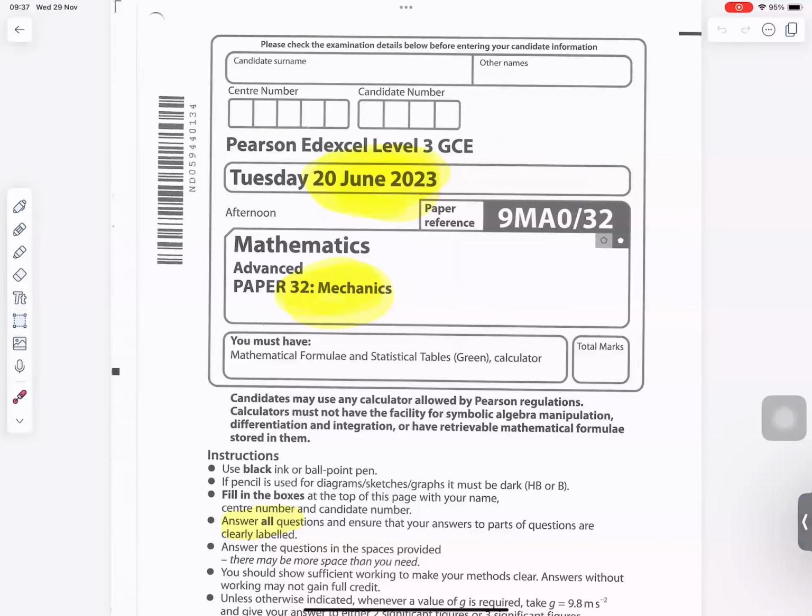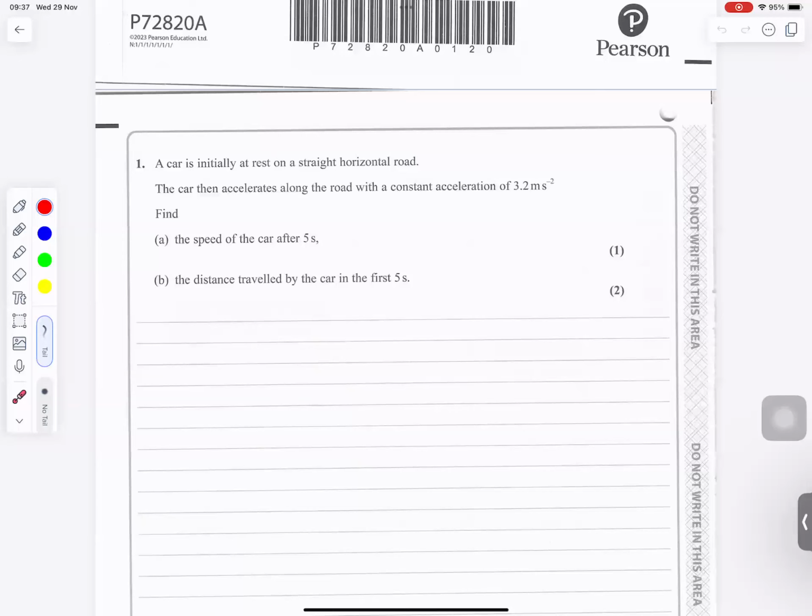Mathematics, June 2023. Mechanics, paper 32, 2023. Question number one. A car is initially at rest on a straight horizontal road.